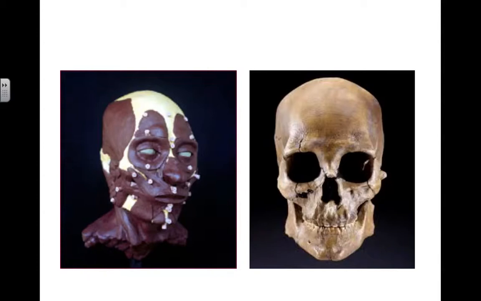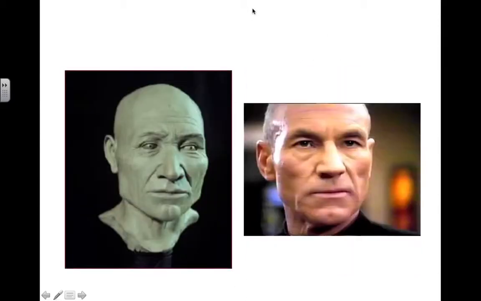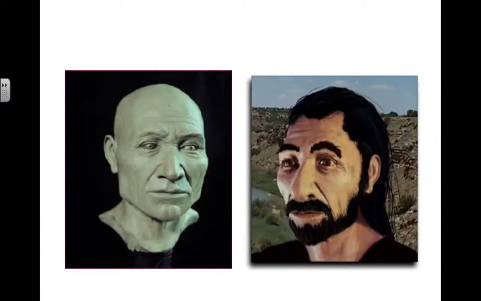When using modern technology to take his bone structure and put muscle and skin on the bone, we come up with the look of Kennewick Man when he was alive. Would have looked a lot like this, and no, it's not the guy from Star Trek. This is what he would have actually looked like, with hair and wrinkles and whatnot, just before his death.